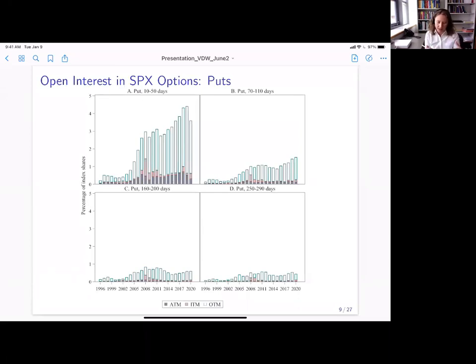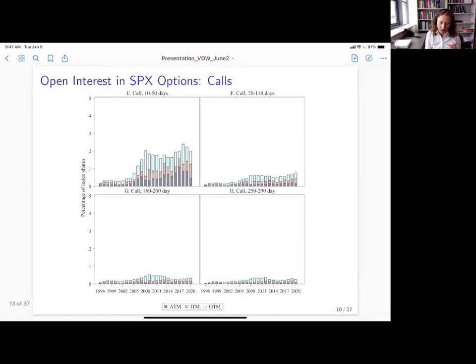If you remember the scale here, it goes from 0 to 5%, and if you look at calls on the next slide, you see that the numbers are much lower. And the demand concentrates more in the at the money and the out of the money positions.